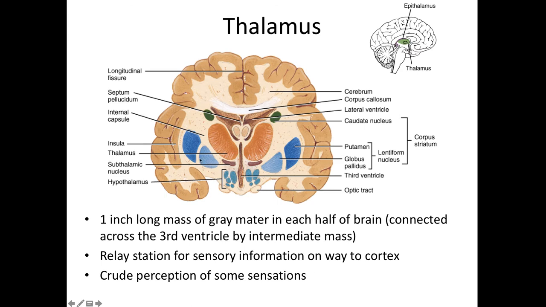So the thalamus, I promised we would come back to it, and now we have, is a 1-inch long mass of gray matter in each half of the brain. And it's connected across the third ventricle by the intermediate mass, which is sometimes called in Latin the massa intermedia. So if you come across that on the internet, like you're using somebody else's Quizlet or something, and you see the word massa intermedia, that just means intermediate mass. They're the same thing.